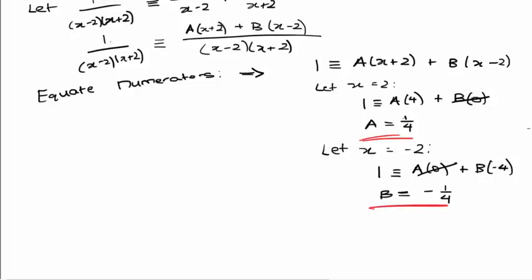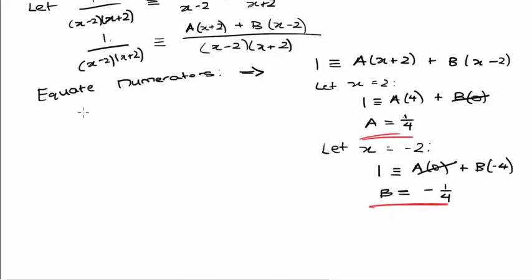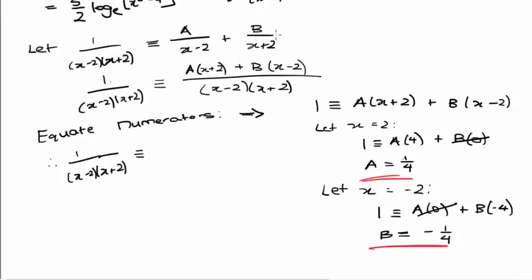And from there, going back to here, we can say that since a is a quarter and b is negative a quarter, therefore 1 on (x minus 2) times (x plus 2) is equivalent to, and we've initially introduced the left hand side to be equal to two separate fractions, and a on (x minus 2) will turn into a quarter on (x minus 2), and that's being added to b on (x plus 2), and we know that b is negative a quarter, so we're just going to substitute b into there, and that's going to be negative a quarter on (x plus 2).